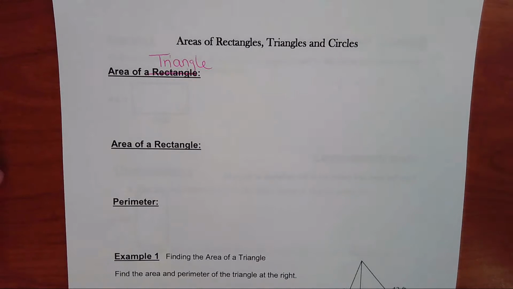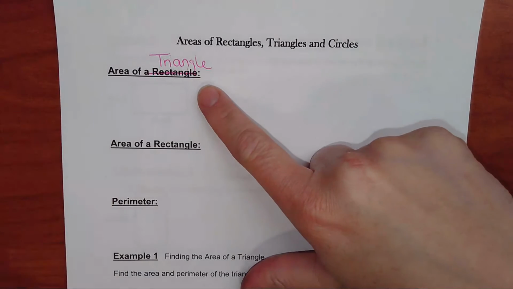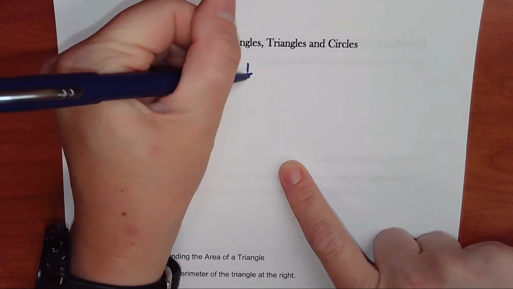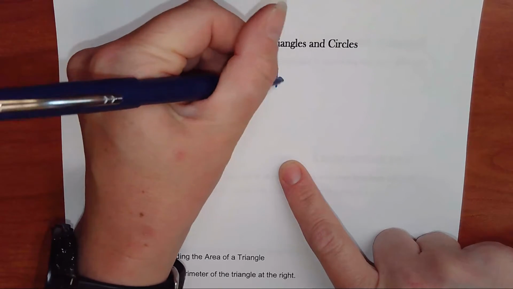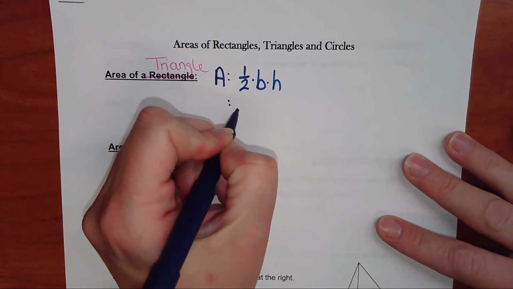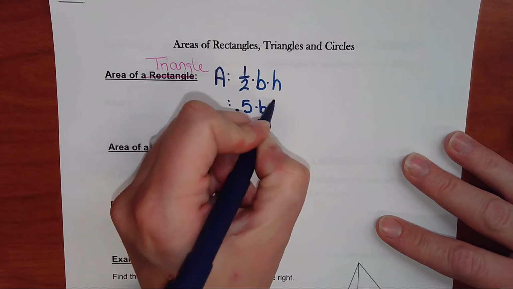I guess if you think this is easy, take this as a nice little grade booster for the next couple of days. So to find the area of a triangle, the formula is 1/2 times base times height of a triangle. You could also do 0.5 times base times height.